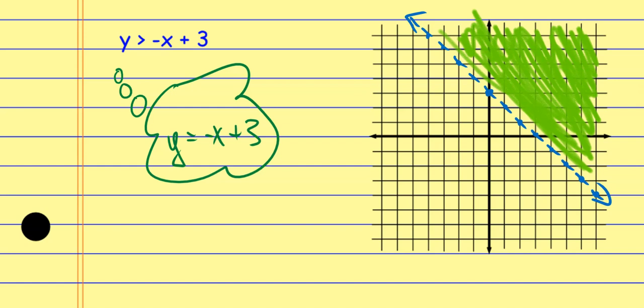The other option is to choose a test point. If I choose 0, 0, and I almost always choose 0, 0, the only time you can't choose 0, 0 is if the line goes through 0, 0, okay? Because I already know what's happening on the line. I already know whether the line works or doesn't work based on solid or dotted. I have to choose a point that's not on the line, okay? So choose 0, 0 when you can. So 0 is greater than 3 is what I get. And once again, that is a false statement. So 0, 0 doesn't work, which means none of the points on that side of the line work. I shade the other side of the line, okay, which we already established here, okay?